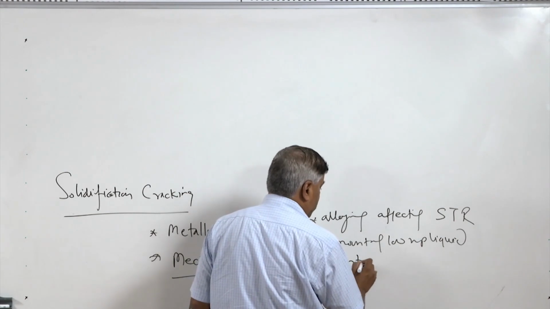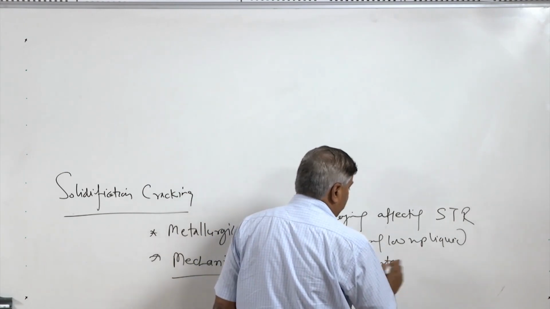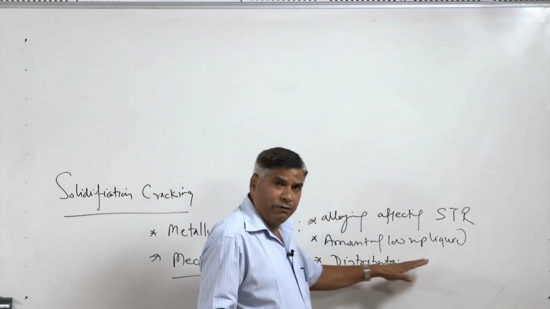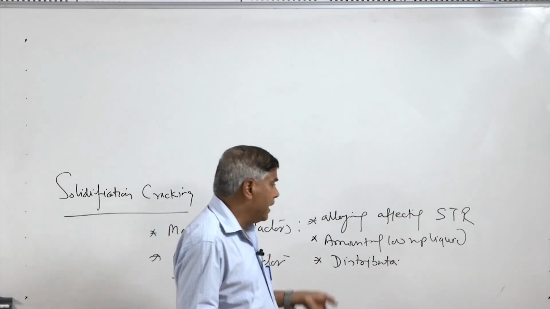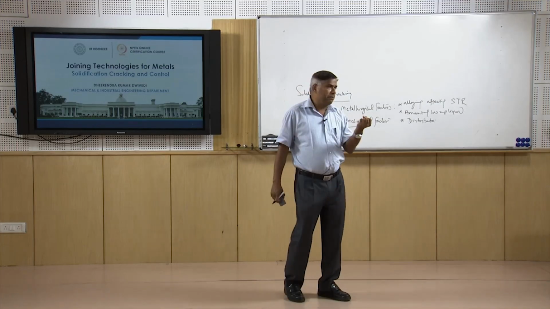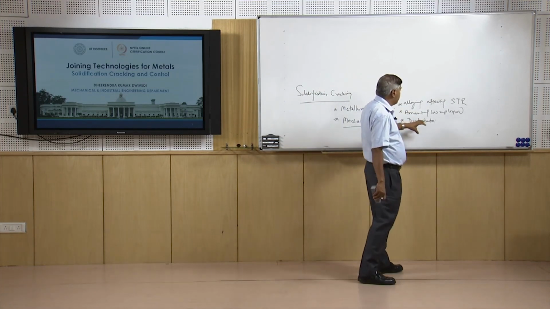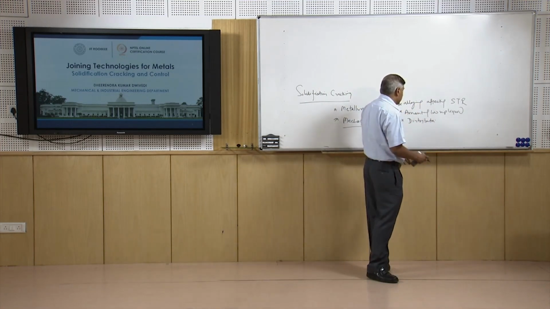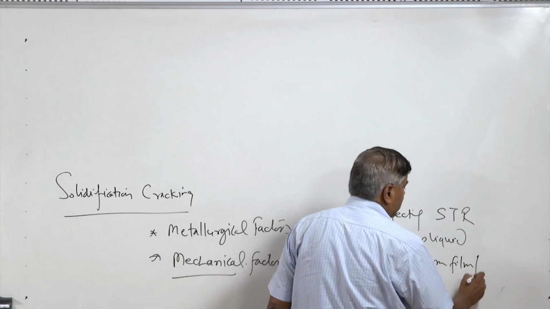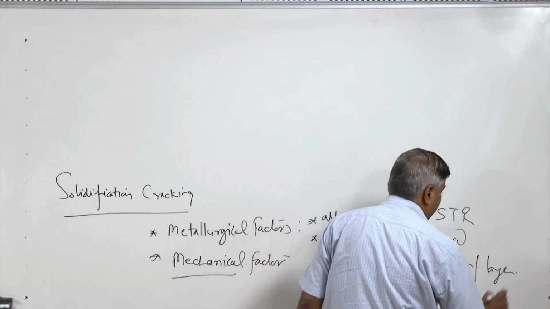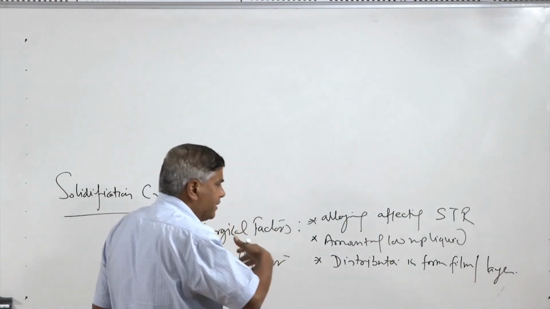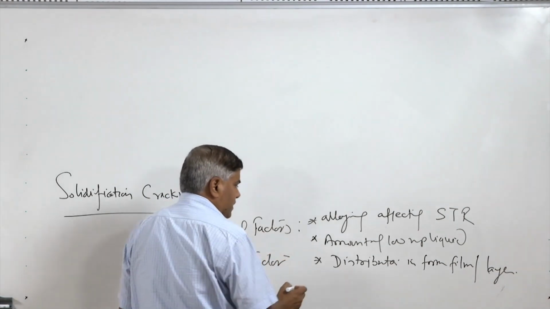Next is the distribution, how the low melting point liquid metal gets distributed. If the low melting point liquid metal forms a film, then it becomes most crack sensitive, and if it forms spherical inclusions, or it forms a ball shape and is present in a very localized form, then it reduces the cracking tendency. So distribution in the form of films or layers promotes the cracking maximum, and iron sulfide, for example, forms films and distributes along the grain boundary, which promotes the cracking significantly.